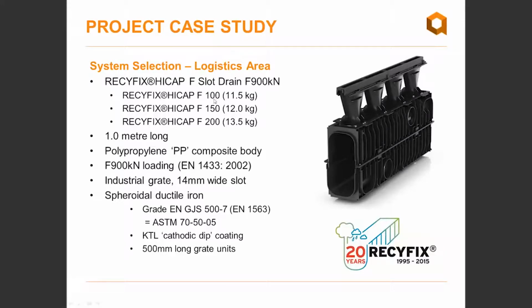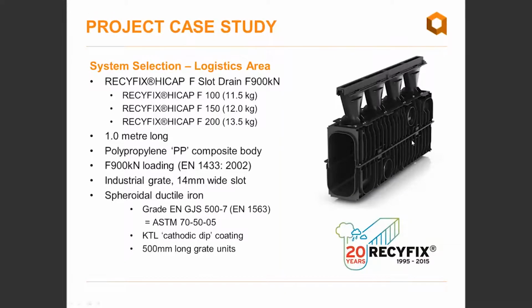3 different trench drain sizes, 100, 150 and 200. The measurement is across the inside of the trench drain. And even with this heavy duty system, you see how light these units were. 1 meter long bodies. The bodies are again in polypropylene composite. You can see the durability with the structural ribbing on the system here.